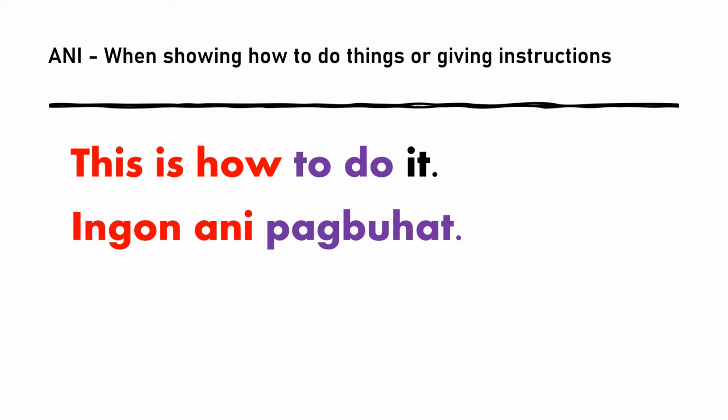Another example. This is how to do it. So use ani when showing how to do things or when giving instructions. This is how to do it. Ingon ani pagbuhat. So this is how is ingon ani. To do is pagbuhat. Okay, buhat, the root word here is buhat, which means work, create or make. So when you say pagbuhat, it means to do, okay? So this is how to do it, means ingon ani pagbuhat.